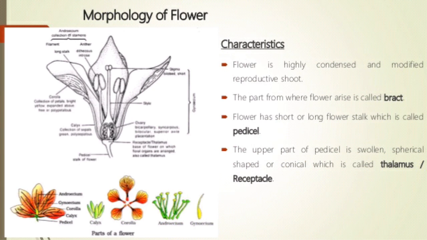The part from where the flower arises is called bract. Flower has a short or long flower stalk, which is called pedicel. The upper part of the pedicel is swollen, spherical or conical, which is called thalamus or receptacle.